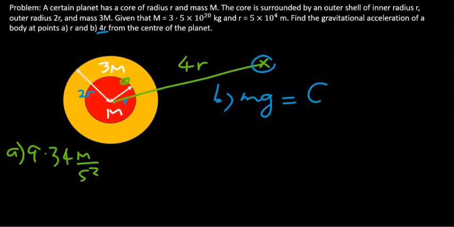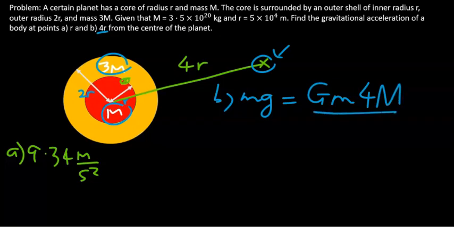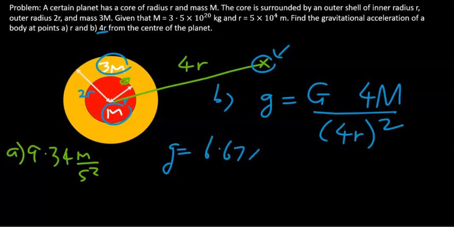And that expression is given by the universal gravitational constant times the mass of that little body times the mass of the entire planet. The mass of the entire planet is given by 3M plus M. So that's going to be 4 capital M over the distance squared, so 4r squared. The little m goes away, and the gravitational acceleration at that point becomes capital G, 6.67 times 10 to the power minus 11, times 4, capital M is given by 3.5 times 10 to the power 20.